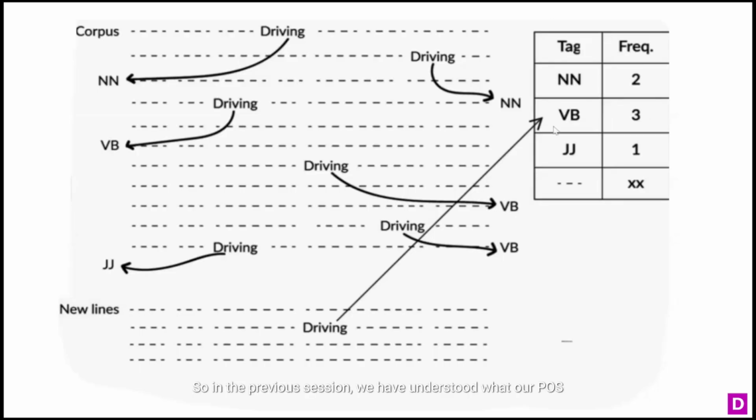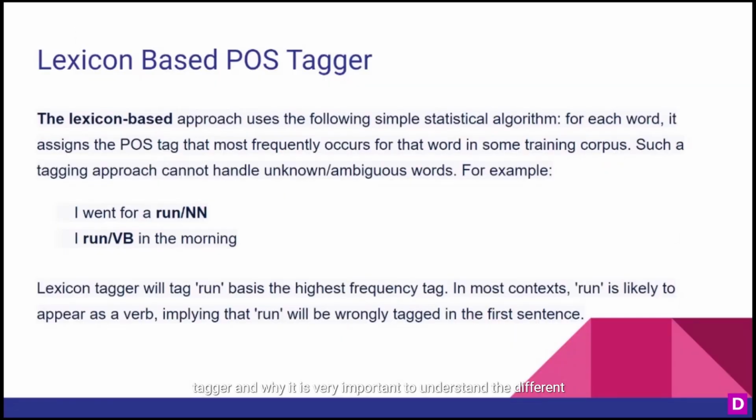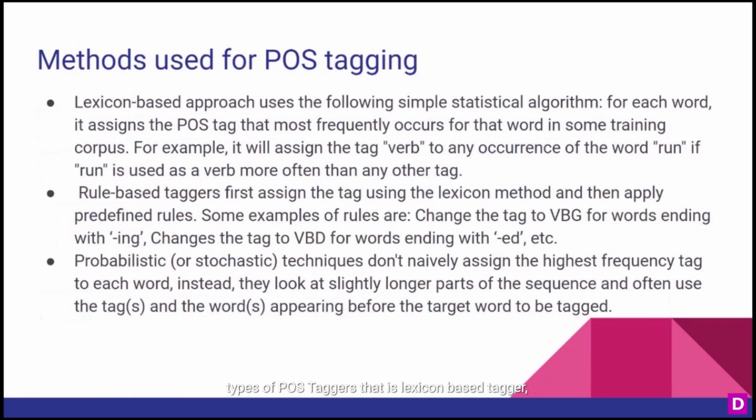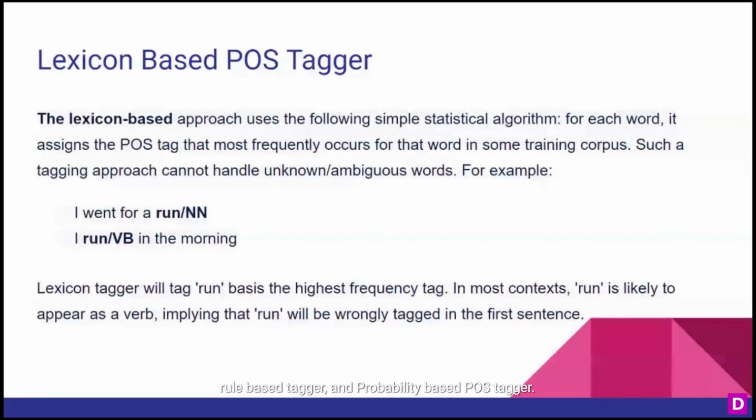Hello, welcome back. So in the previous session, we have understood what POS taggers are and why it is very important to understand the different types of POS taggers. Coming to the types, we have three different types of POS taggers: lexicon-based POS tagger, rule-based POS tagger, and probabilistic-based tagger. And we have understood how the lexicon-based tagger works in order to tag the POS.